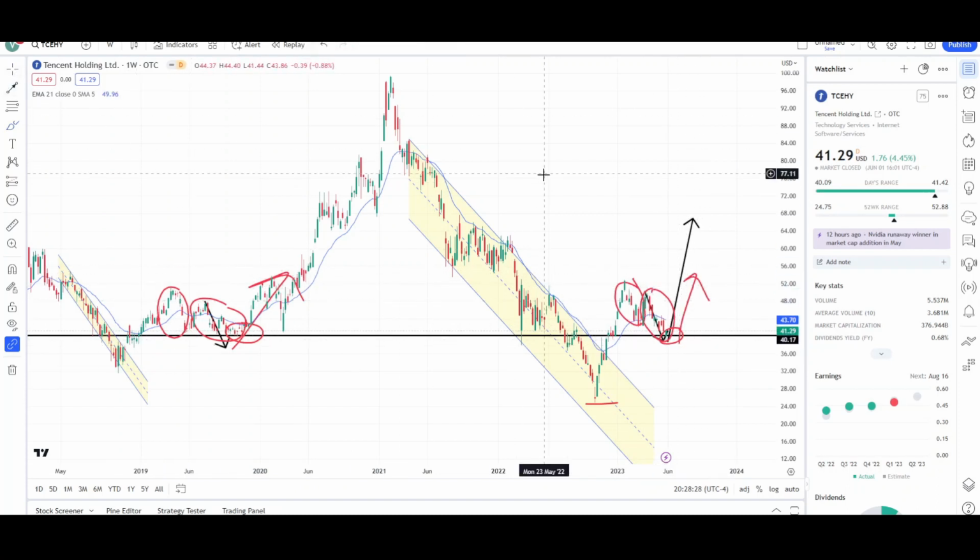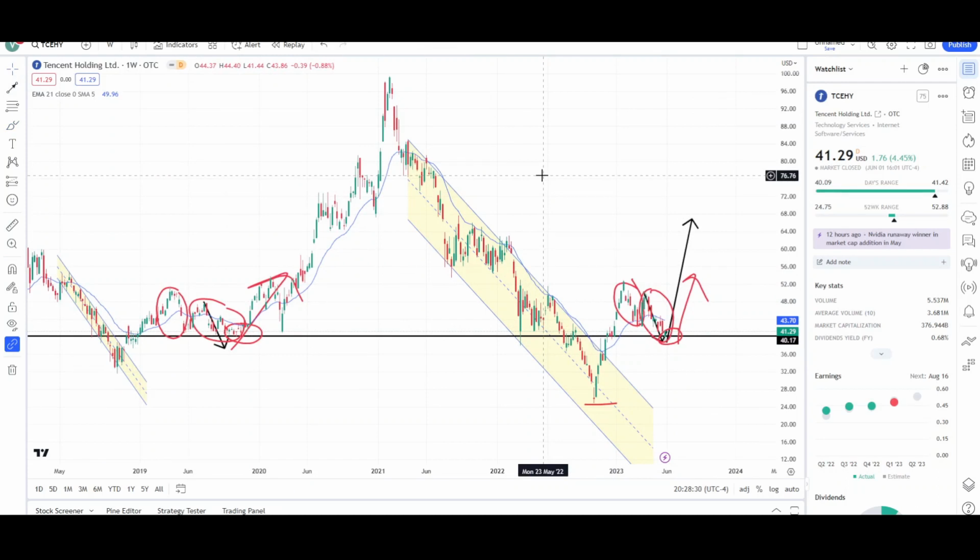So that's what it's setting up to do, and we'll see if Tencent can do that, and I'll be here to give you guys an update next week, Thursday. This is Vee Trades, and thank you for your time.